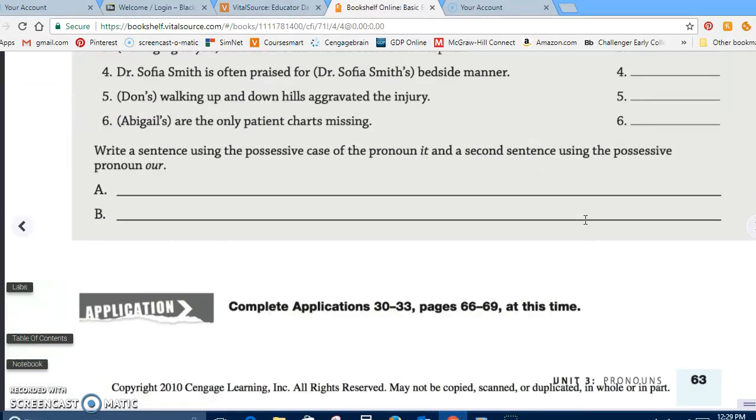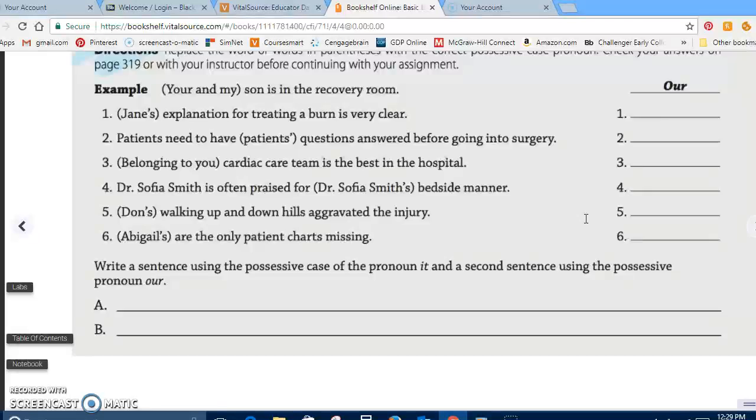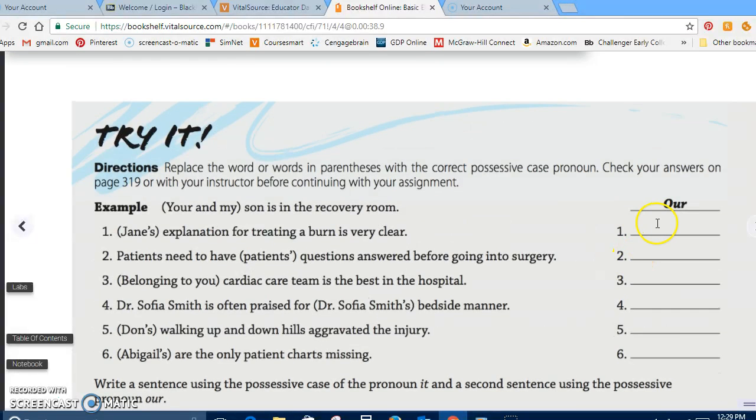Let's take a look at the try it here. For this one, the first one is, Jane's explanation of treating a burn is very clear. And the pronoun you would use for Jane would be her. So, her explanation for treating the burn is very clear.